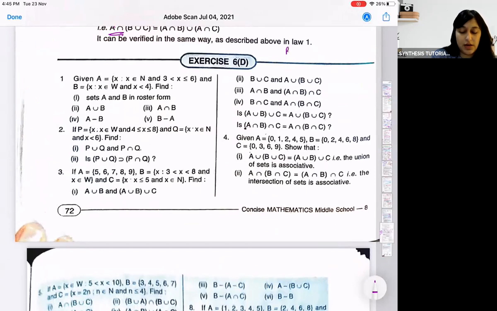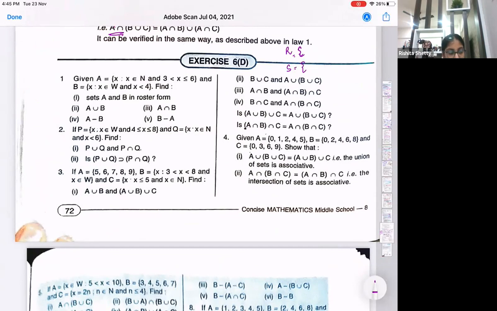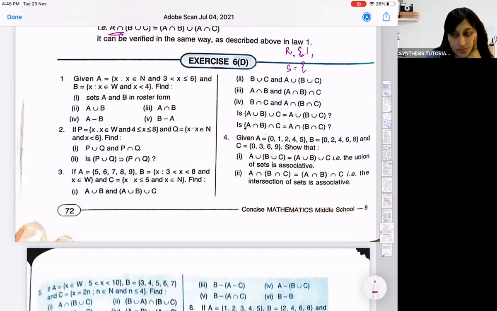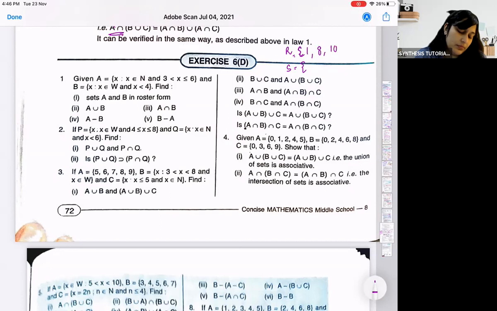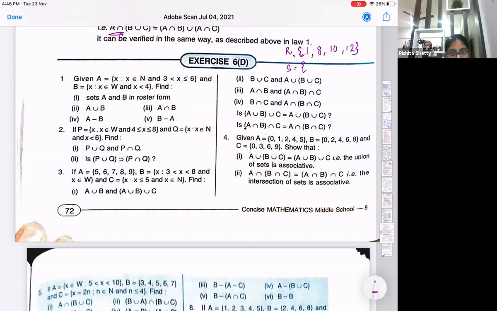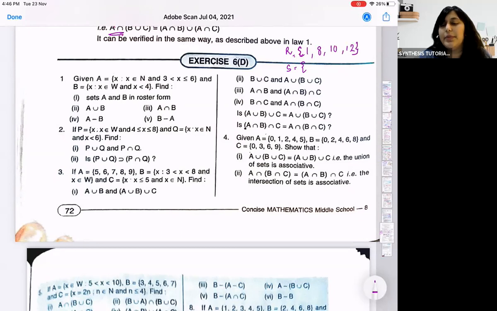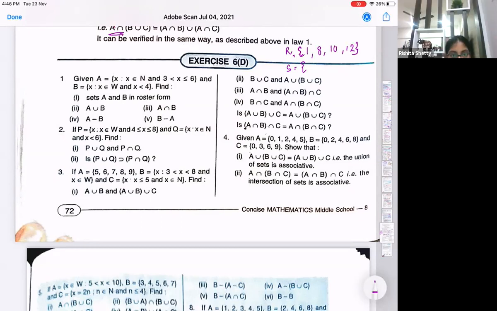Give me R and S. Give me some elements in R, whether numbers or letters. Come on. 1, 8, 10 and 12. Okay. And give me some elements in S. Make sure एक आध element common हो. Yes, ma'am. 2, 8, 11 and 13.